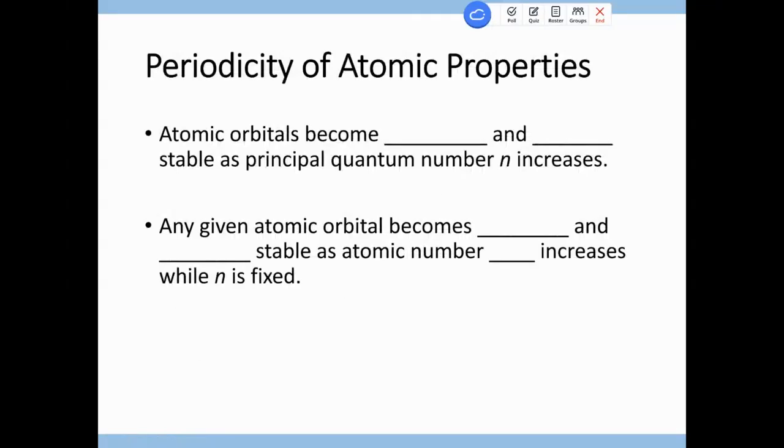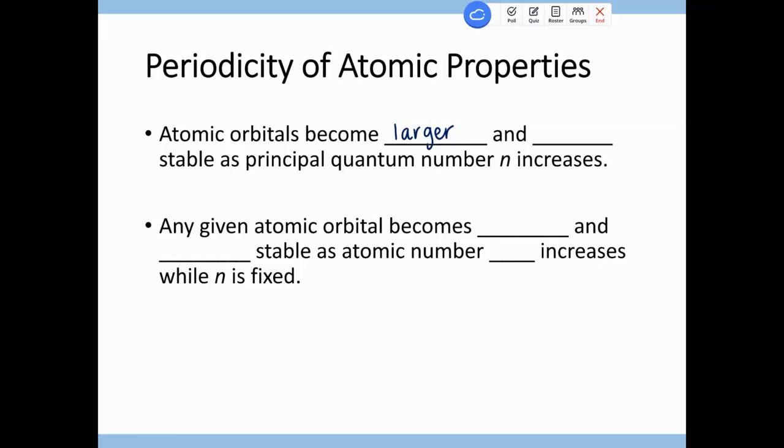As we increase in principal quantum number, so that is the row number, if you're going down a column of the periodic table, so increasing in principal quantum number, those orbitals become larger. So the 5s orbital is much larger than the 1s orbital. So as we increase in principal quantum number, we increase in orbital size.